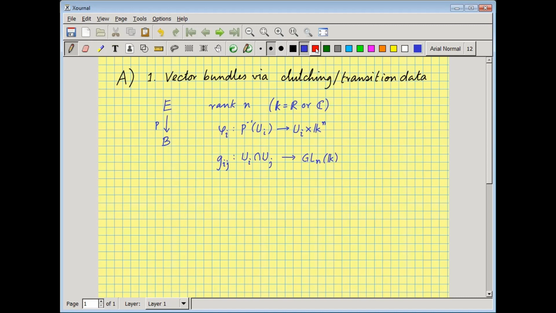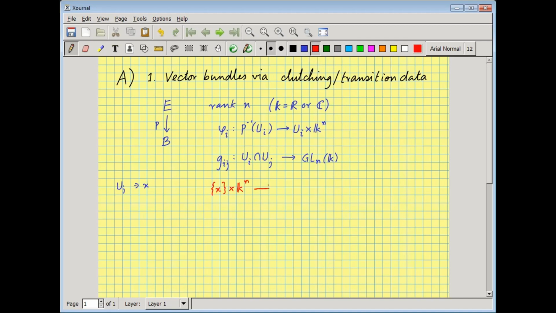So how do you really get this? The way I index things, g_ij is supposed to be the transition data when you go from the coordinates coming from U_j to the coordinates coming from U_i. So you read from right to left, from j to i. You start with any x cross K^n, and you think of this as living in U_j, but x also belongs to U_i, as you see.